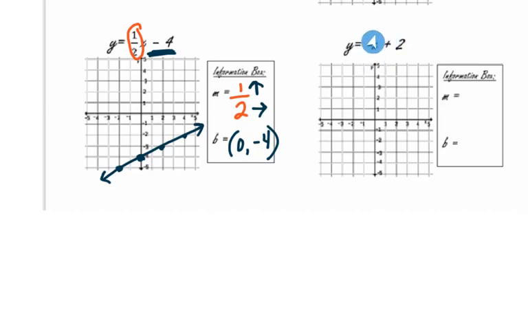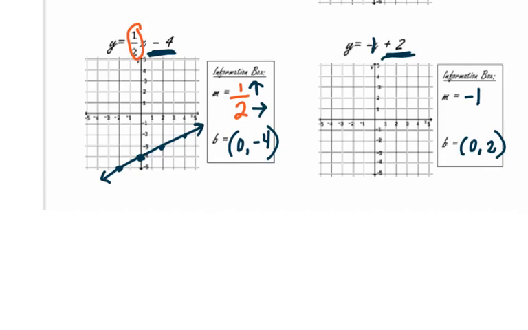So here I'm going to pull off my information and put it in my information box. So I'm going to start with the number negative. This is really a -1. So my slope is a -1. Negative x is the same as -1x. My y-intercept is a +2, so I put that in the back of my ordered pair.